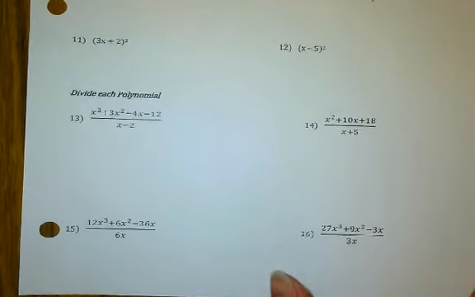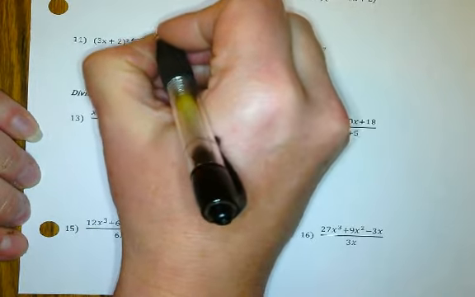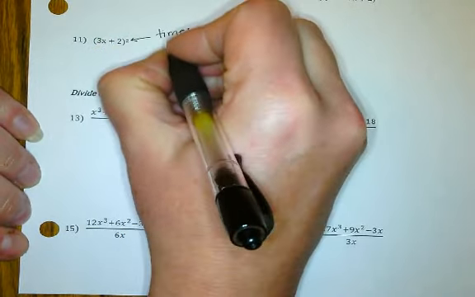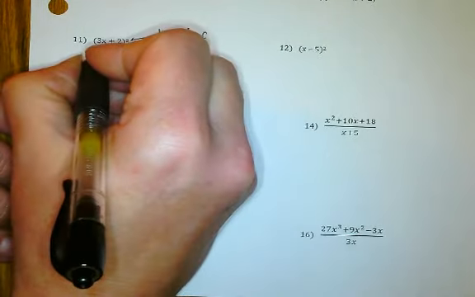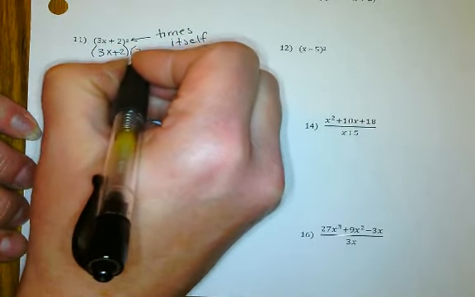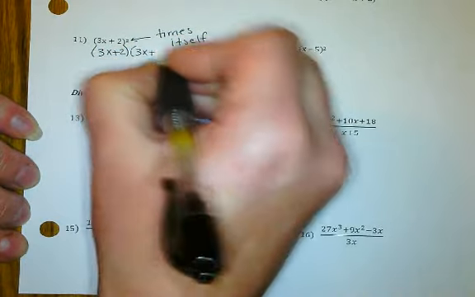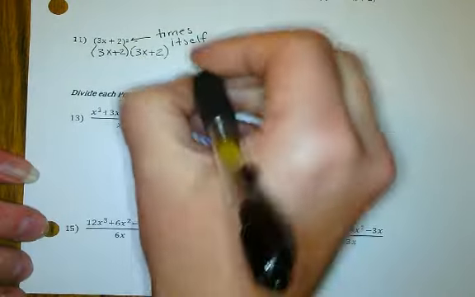Okay, on number 11 and 12, the main thing here is to make sure you understand that when you're squaring something, it means times itself. So what you should have here is 3x plus 2 times 3x plus 2. Oh, I'm sorry, not 3x squared. 3x plus 2 times 3x plus 2.